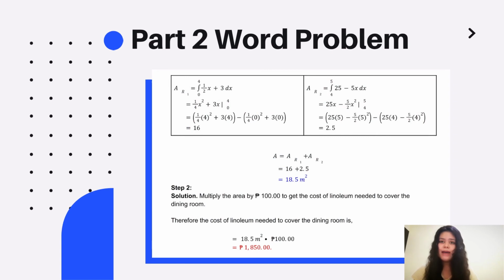So for us to be able to get the cost of linoleum, we just need to proceed to step 2. We need to multiply the area by 100 pesos to get the cost of linoleum. So 18.5 square meters times 100 pesos will be equal to 1,850 pesos. Therefore, the cost of linoleum needed to cover the dining room is 1,850 pesos.